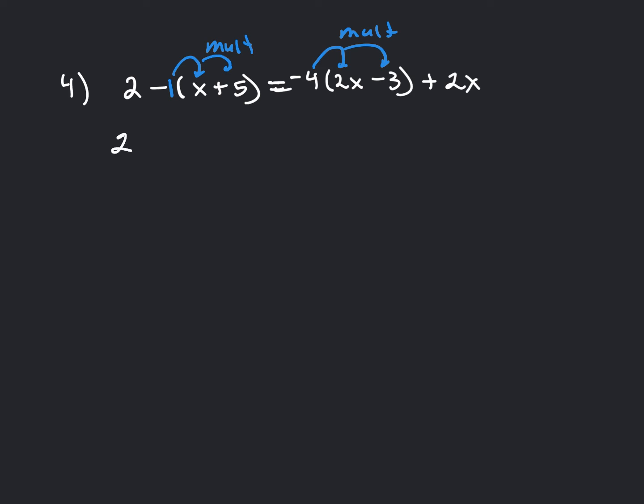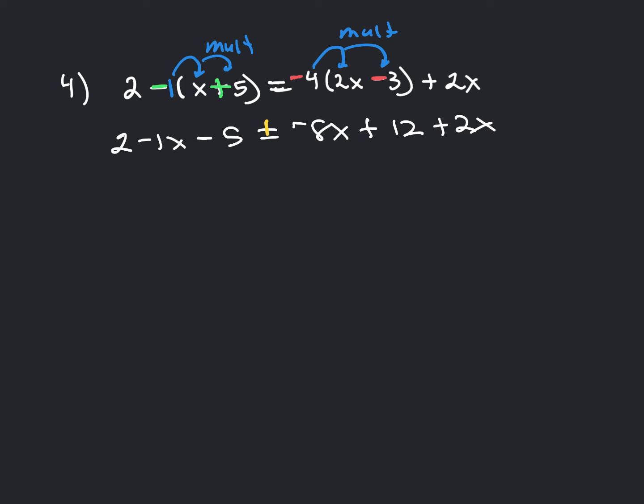So rewrite the 2, and then a -1 times x is -1x. A -1, so watch your signs, a -1 times a +5 is a -5. And then a -4 times a +2x is a -8x. And a -4 times a -3 is a +12. And then we recopy the 2x. So first you got to distribute, which means you got to multiply. You must watch your sign errors.